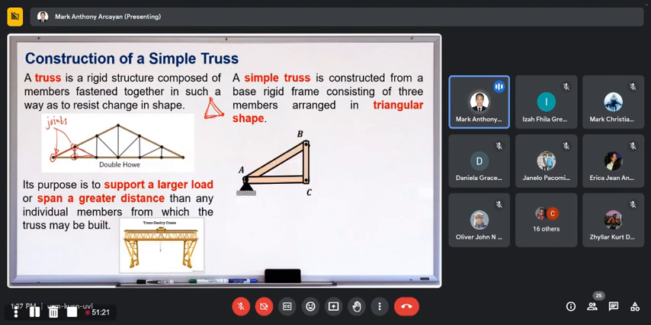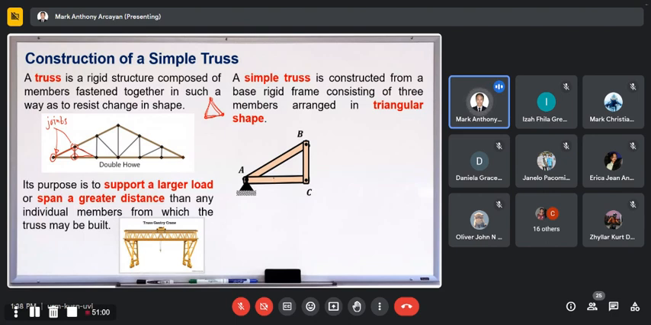So, take a look at this one. So, naa tay tulo ka members, no? AB, AC, and BC. So, if imo na siya i-pin connect, i-connect na nimo siya via pins, makabuhat ka og usa ka rigid nga frame or rigid nga truss. So, this one is already a truss, a very simple truss.